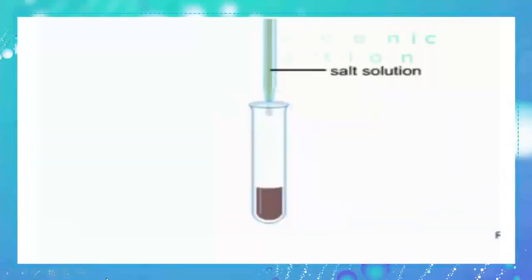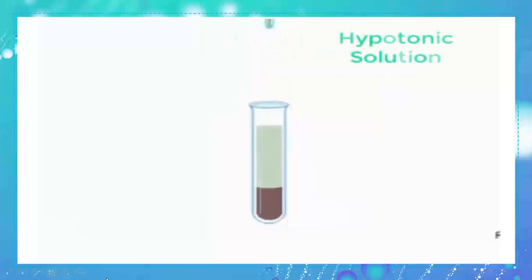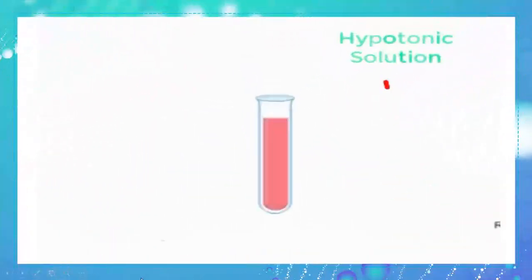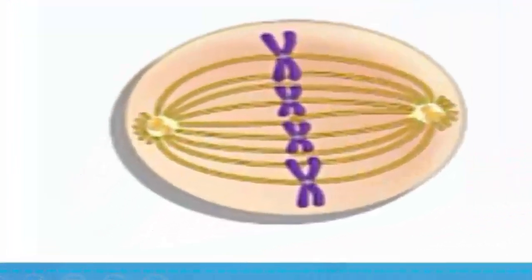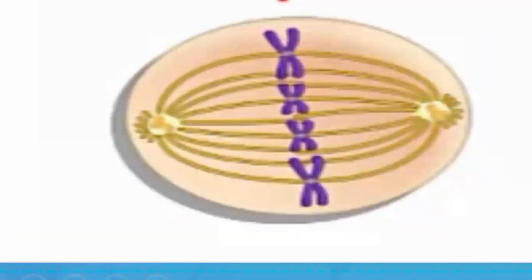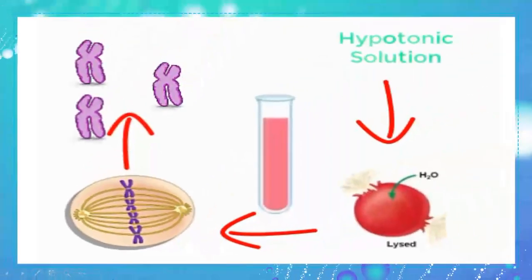Now watch carefully what will happen next. A salt solution or hypotonic solution is added to those cells. As you've learned in the previous lesson, hypotonic solution will lyse the cell, which will get rid of the plasma membrane. Those cells are stopped at metaphase. Let's pause for a moment and think here. If those cells are at metaphase, then the chromosomes are far from each other. Each one is separate from the other.